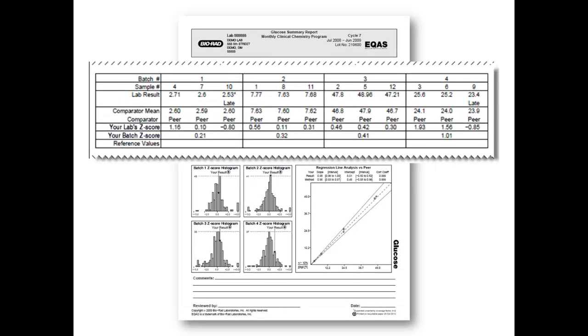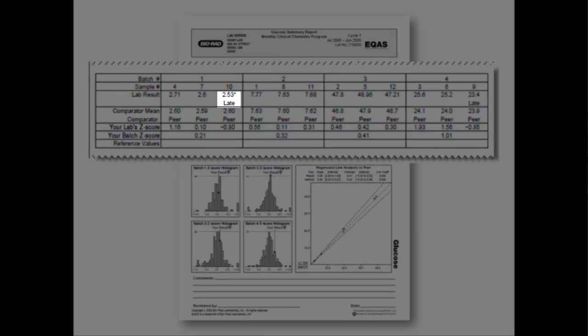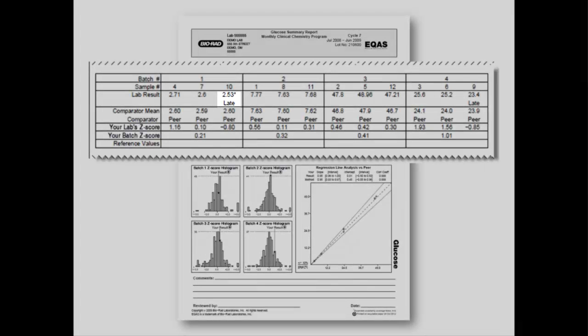You can review your results for each sample number associated to a batch: comparator mean, comparator, your lab's z-score, your batch z-score, and reference values, if applicable. Exceptions are also indicated in the lab results section. The 12 sample statistics are recalculated at the end of cycle, with late and amended data included. This means that some statistics may have changed in comparison to the initial sample report.